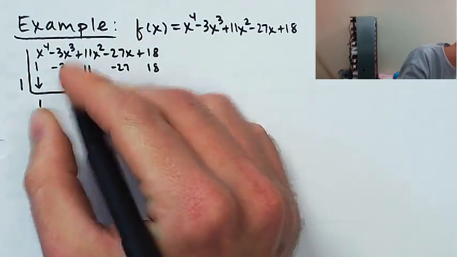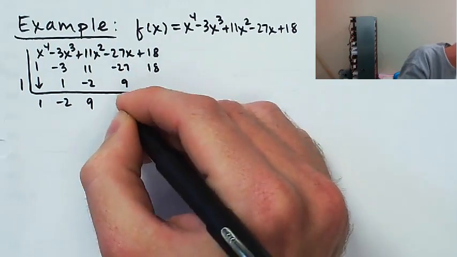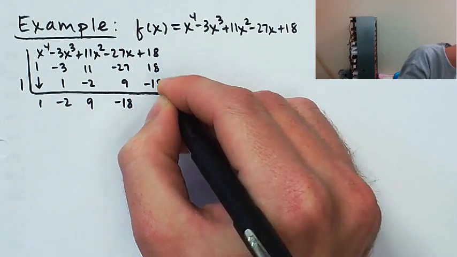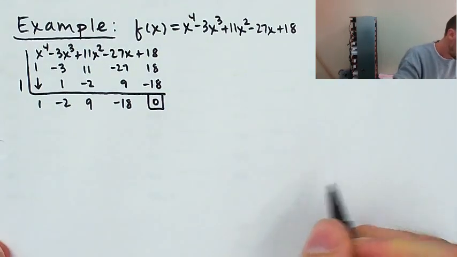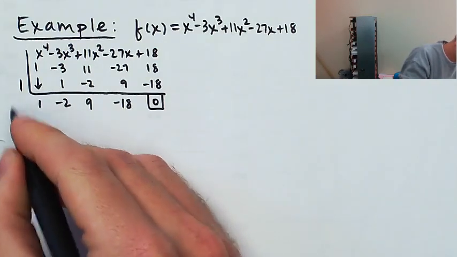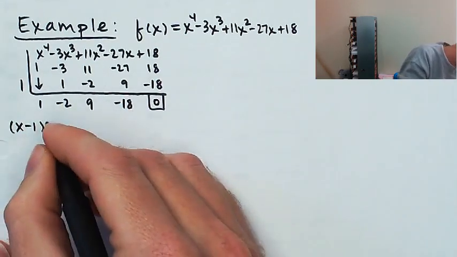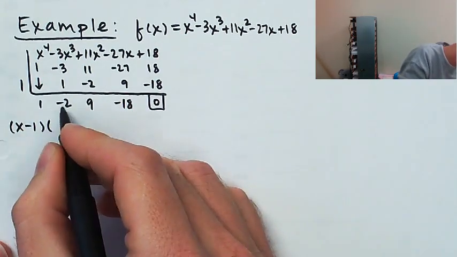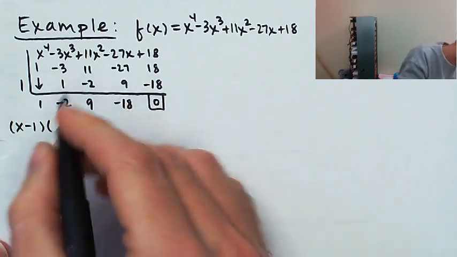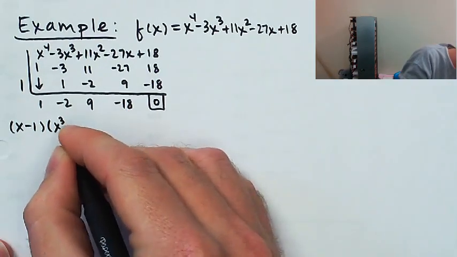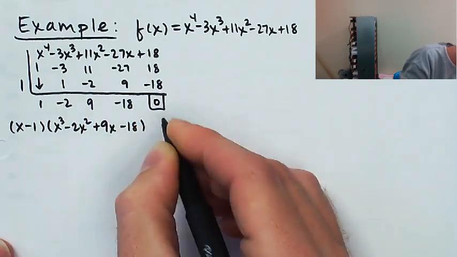Okay, so 1 times 1 is 1. Add these down, multiply, add, multiply, add, multiply, add, and I get 0. Oh, okay, great. A little bit of the way there. So this means I've got x minus 1, because I divided away an x minus 1 and it divided cleanly. What I was left with was 1x to the 3, negative 2x to the 2, 9x to the 1, and negative 18, and no remainder. So I've got x cubed minus 2x squared plus 9x minus 18.